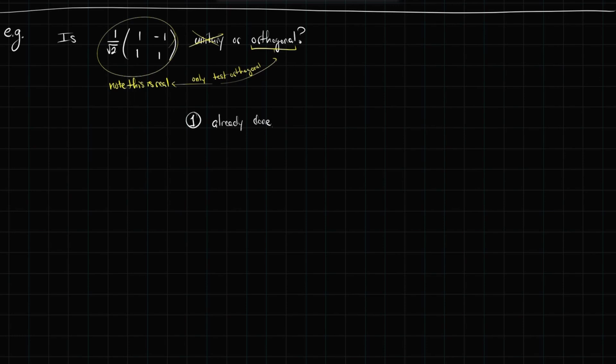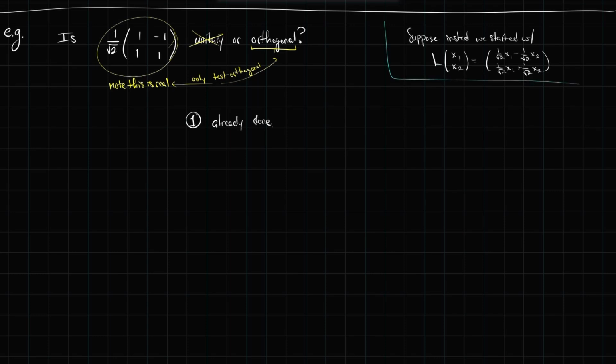Now, suppose instead we started with the linear map L of (x1, x2) sends me to 1 over root 2 x1 minus 1 over root 2 x2, and then 1 over root 2 x1 plus 1 over root 2 x2. Okay, fine. In that situation, sure, you would have had to do this step 1, but we didn't start there, so we already have a matrix representation.